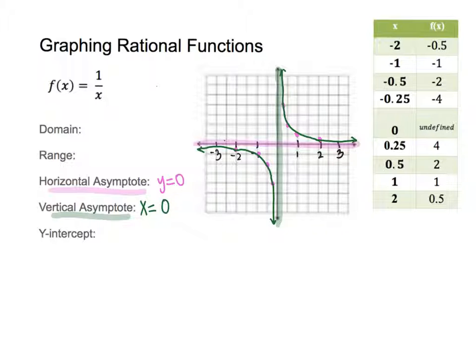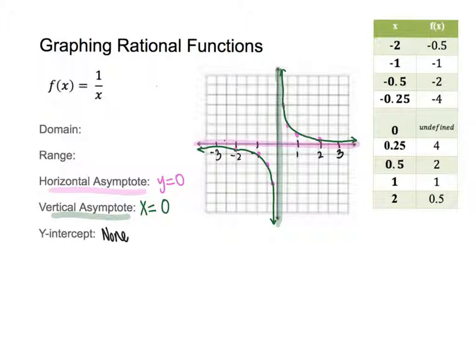For the y-intercept here, that's when you plug in 0 for x, but notice we got undefined. So if we got undefined for the y-intercept, there is no y-intercept. Also, when you look at the graph here, on the y-axis, we don't have any points where the curve crosses the y-axis. So you don't even see a y-intercept when you look at the graph.